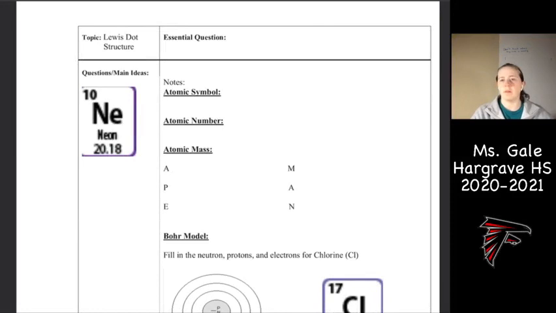Hey everybody, welcome back. Now we're going to start on a new section, adding on to what we have already learned about atomic structure. We've learned the hard way of doing the Bohr model and putting all the electrons around the nucleus that holds our protons and neutrons. We're going to review that real quick, and I'm going to show you the easiest way to see valence electrons and how to put them.